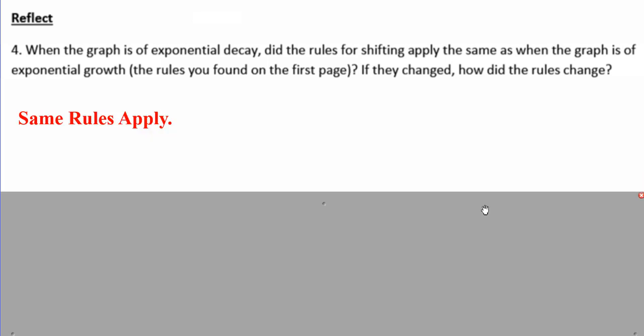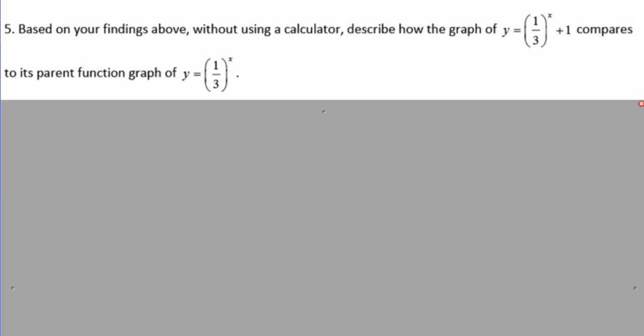If k is positive, it's going to be shifting it up, impacting your range and your asymptote. And if it was negative, it's shifting it down, again impacting your range and your asymptote. Now, without looking at any graphs, again, let's think about a parent function of y equals 1/3 to the power of x.